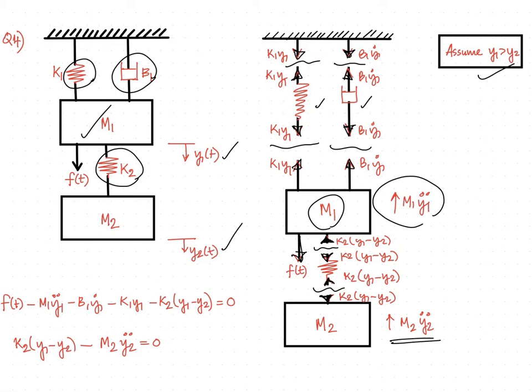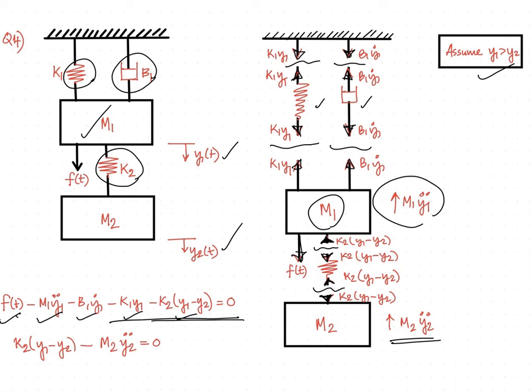Now let us collect all the forces acting on M1 and M2. With respect to M1, since the positive direction is towards the downward direction, F of t is positive, M1 y1 double dot is negative, B1 y1 dot is negative, K1 y1 is negative and K2 into y1 minus y2 is negative. The total force acting on mass M1 will be equal to 0 under dynamic equilibrium. So we have this equation.